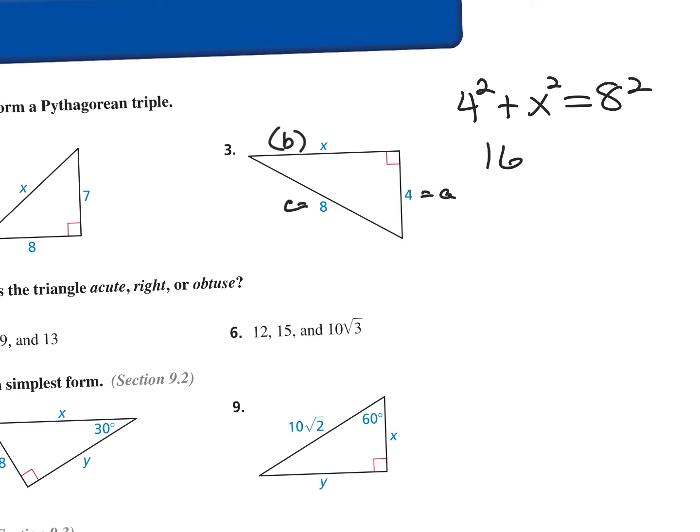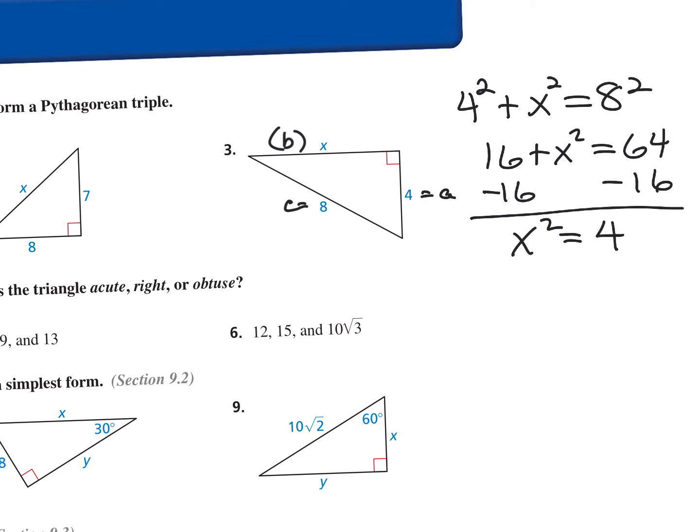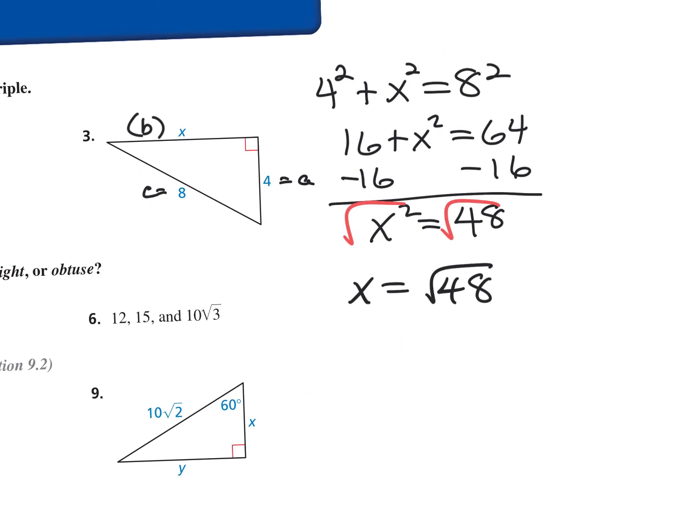4 squared is 16. 8 squared is 64. I'm going to subtract here. X squared equals 48. 48 is not a perfect square, so I need to break it down. So the square root of 48, I need to do a factor tree. I can factor it into, it doesn't matter, you could do any factor you want.